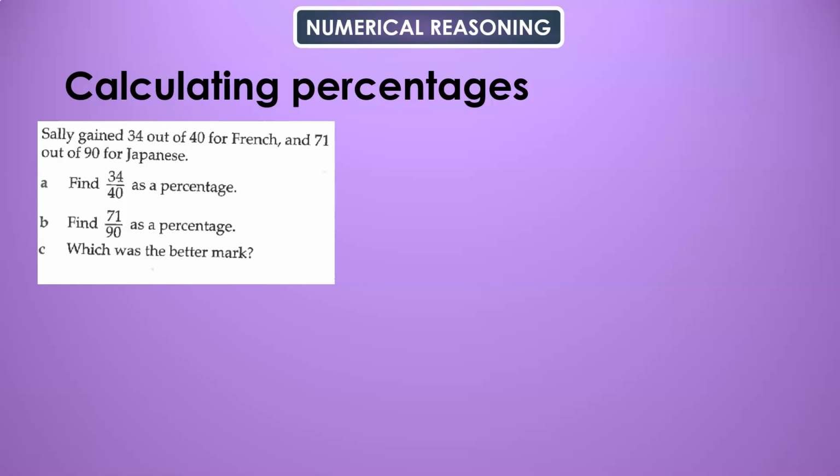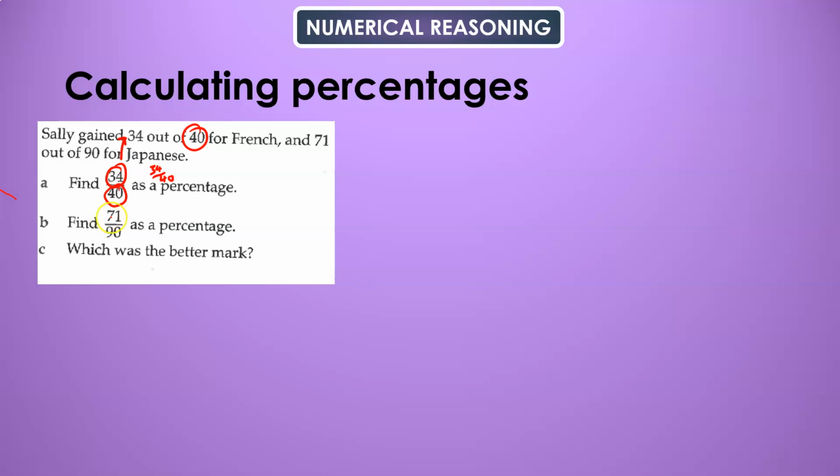So Sally gained 34 out of 40 for French and 71 out of 90 for Japanese. First of all, we're asked to find 34 over 40 as a percentage. Now, obviously, that's the 34 marks that we got right out of the 40 total. A lot of the time with percentage questions, it's really finding a fraction or a decimal and then converting them. So 34 out of 40 as a percentage.